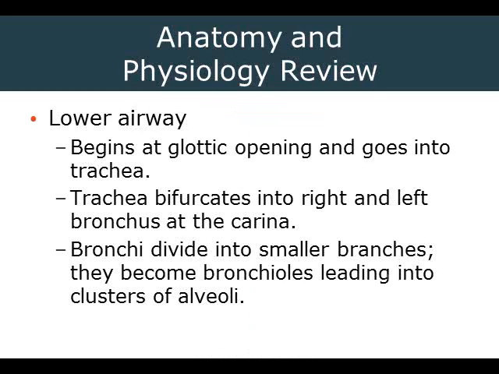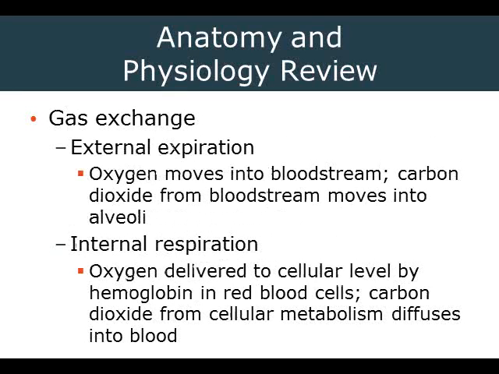So that lower airway begins at the glottic opening, goes into the trachea. The trachea bifurcates to right and left bronchus at the carina, so it bifurcates, a split. So bronchi divide into smaller branches. They become bronchioles, leading to clusters of alveoli. So for gas exchange to take place, external respiration, oxygen moves into the bloodstream from the alveoli. Carbon dioxide moves from the bloodstream into the alveoli, and they cross because of differences in pressure gradient.